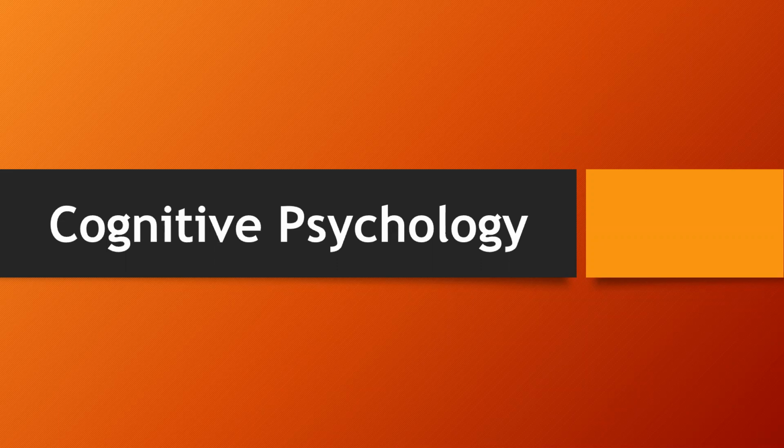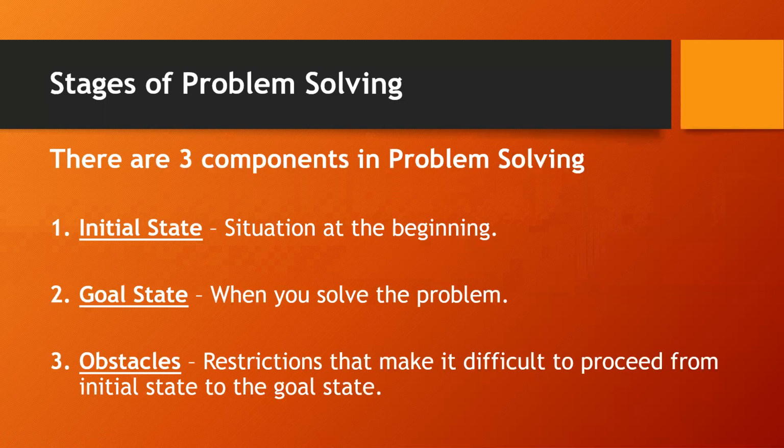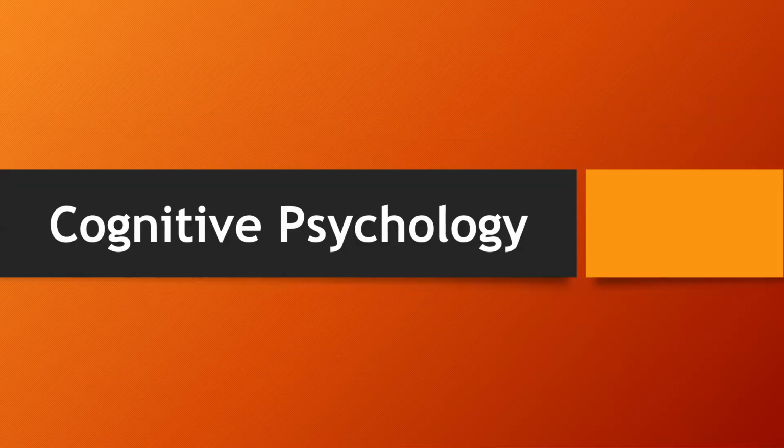So, understanding the problem. It is a part of the steps in solving the problem. There are four steps in solving a problem. First is understanding. Second is selecting a strategy to solve it. Third is factors influencing. And fourth is creativity.